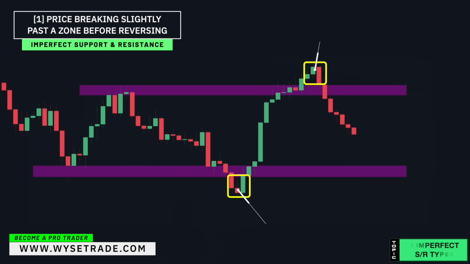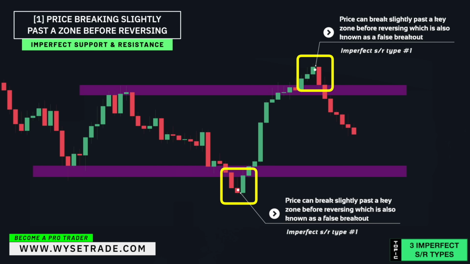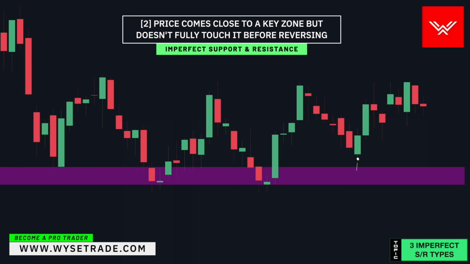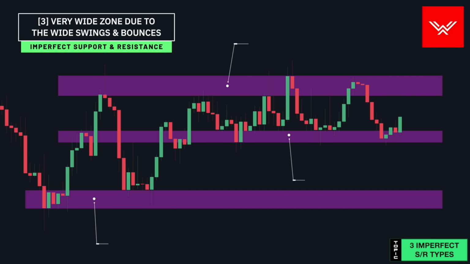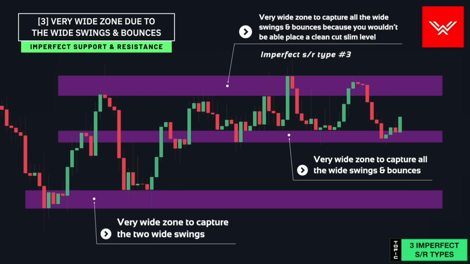1. Price can break slightly past a key zone before reversing, which is also known as a false breakout. 2. Price can come close to a key zone, but not fully touch it before reversing, which is known as an imperfect reversal. And 3. When you need to draw a very wide zone to capture all the wide swings and bounces, because you wouldn't be able to place a clean-cut, slim level.